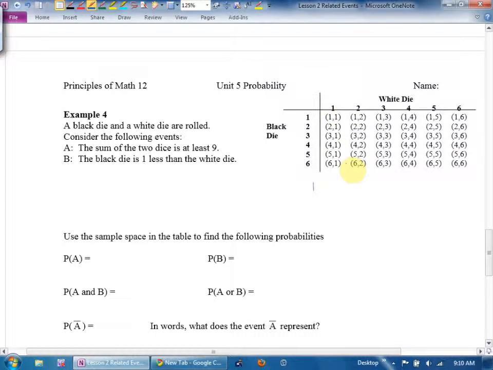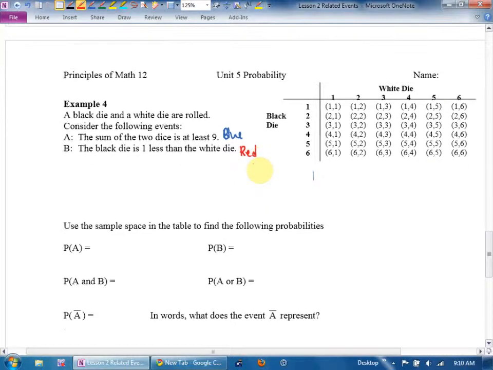So we have 2 events. Event A is the sum of the 2 dice is at least 9. Event B is the black die is 1 less than the white die. Because I can do color, I'm going to call this one blue, and I'm going to go with this one red. You guys are fine without color, but if you have color, pick a couple colors. It says, use the sample space in the table to find the following probabilities. Event A, probability of A.